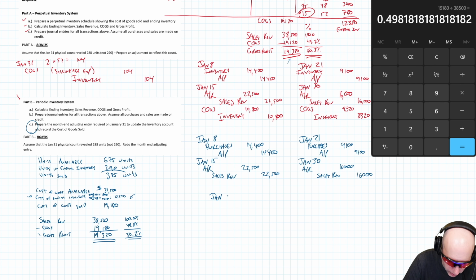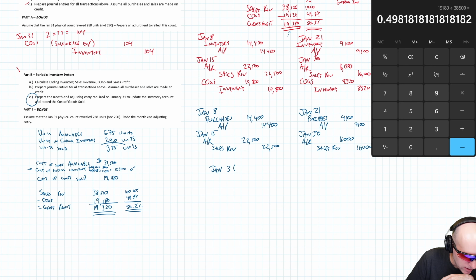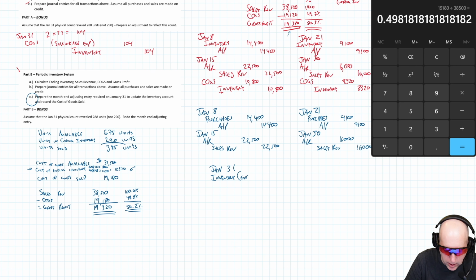If you've done all the legwork here, it's not a hard entry, but you just have to know to do it. The question kind of gives it away: update the inventory account and record cost of goods sold. How much ending inventory do I have? And we debit inventory for that amount. So debit inventory for the amount of the ending inventory, 12,320.